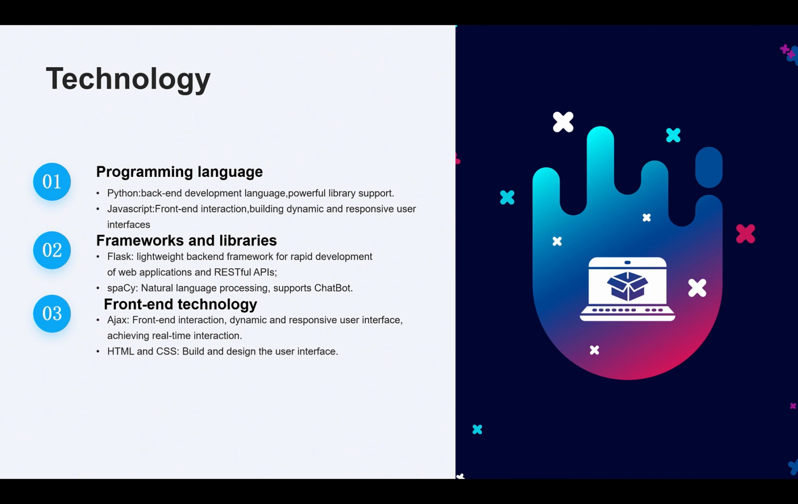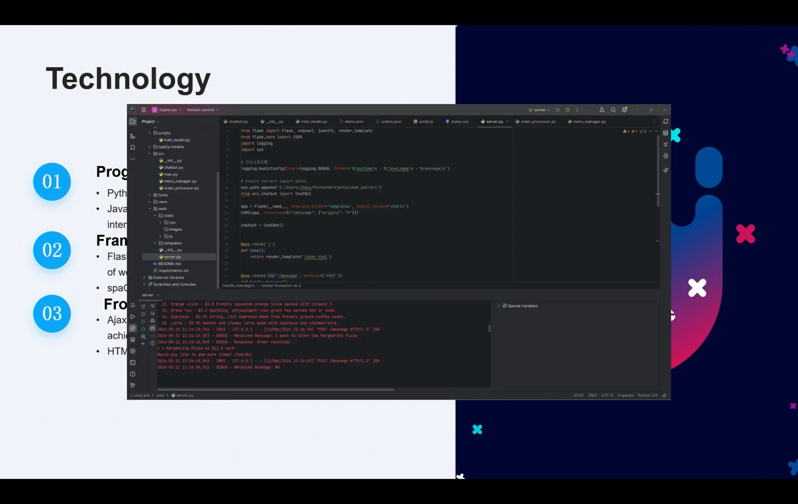Front-end technology: HTML and CSS are used to build and design the user interface. HTML provides the page structure and CSS is responsible for style and layout, ensuring that the user interface is both beautiful and functional. Through Ajax technology, the application can exchange data with the server and update part of the web page content without reloading the entire page, thus improving the response speed and efficiency of the application.